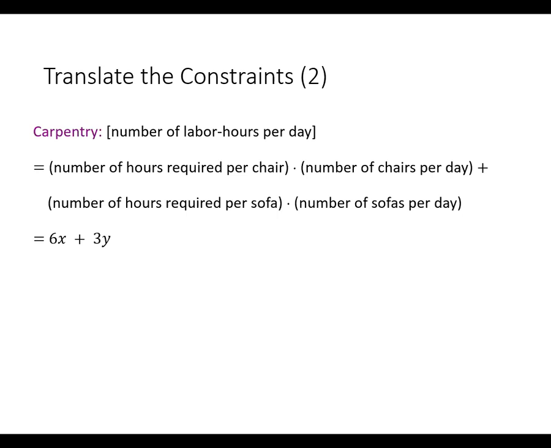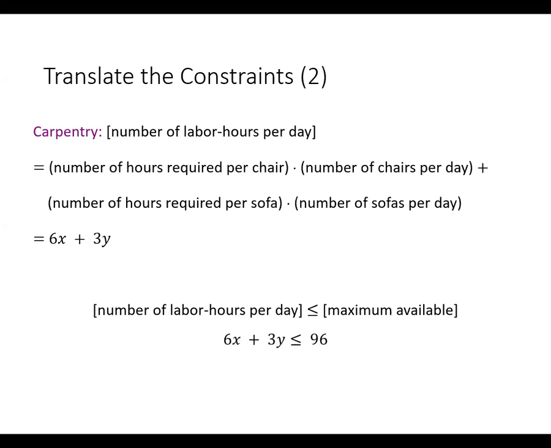We need to make sure the number of labor hours per day is less than or equal to the maximum we have available. The number of labor hours we're going to put in is our 6x plus 3y expression right above, and the maximum available is 96 hours. So our first constraint for carpentry is 6x plus 3y less than or equal to 96.